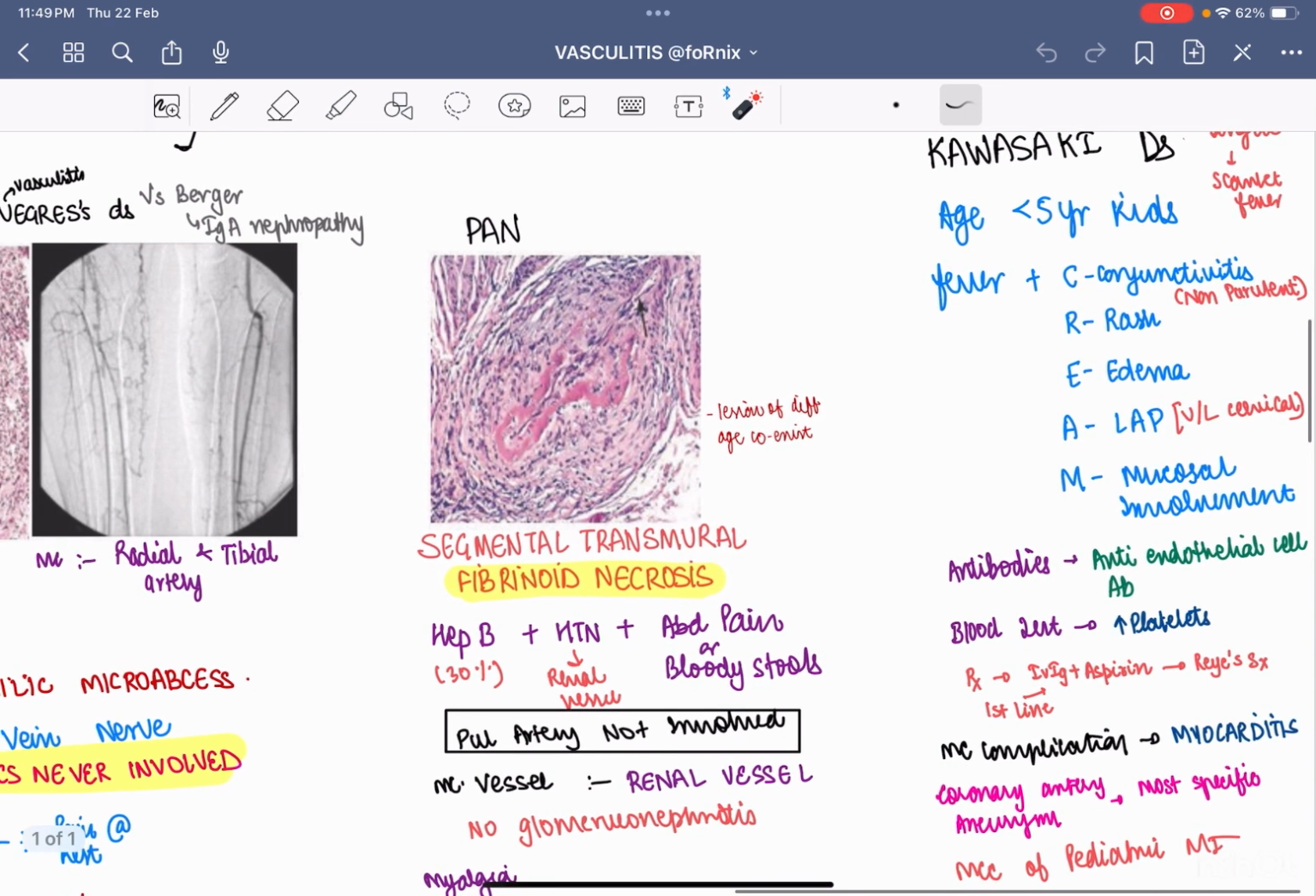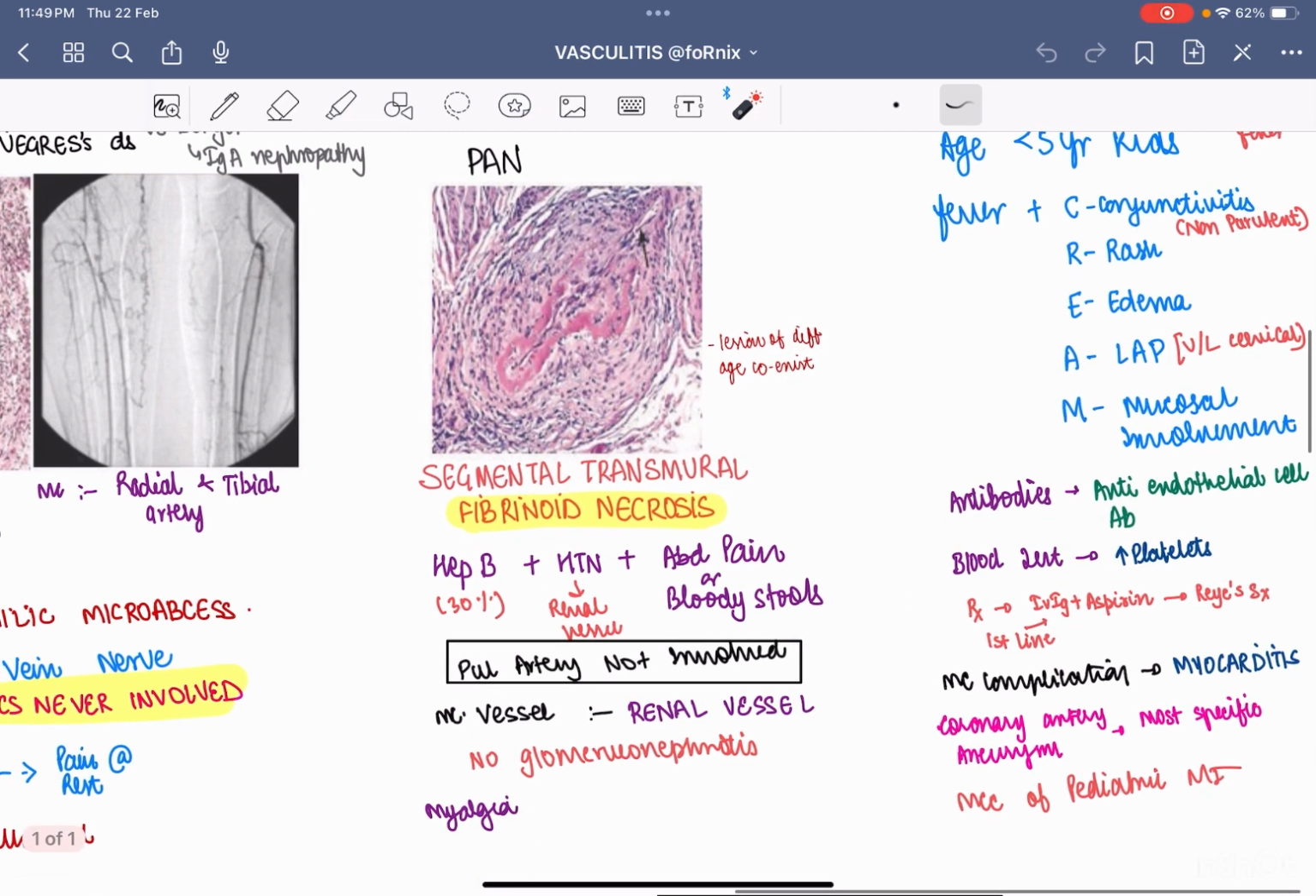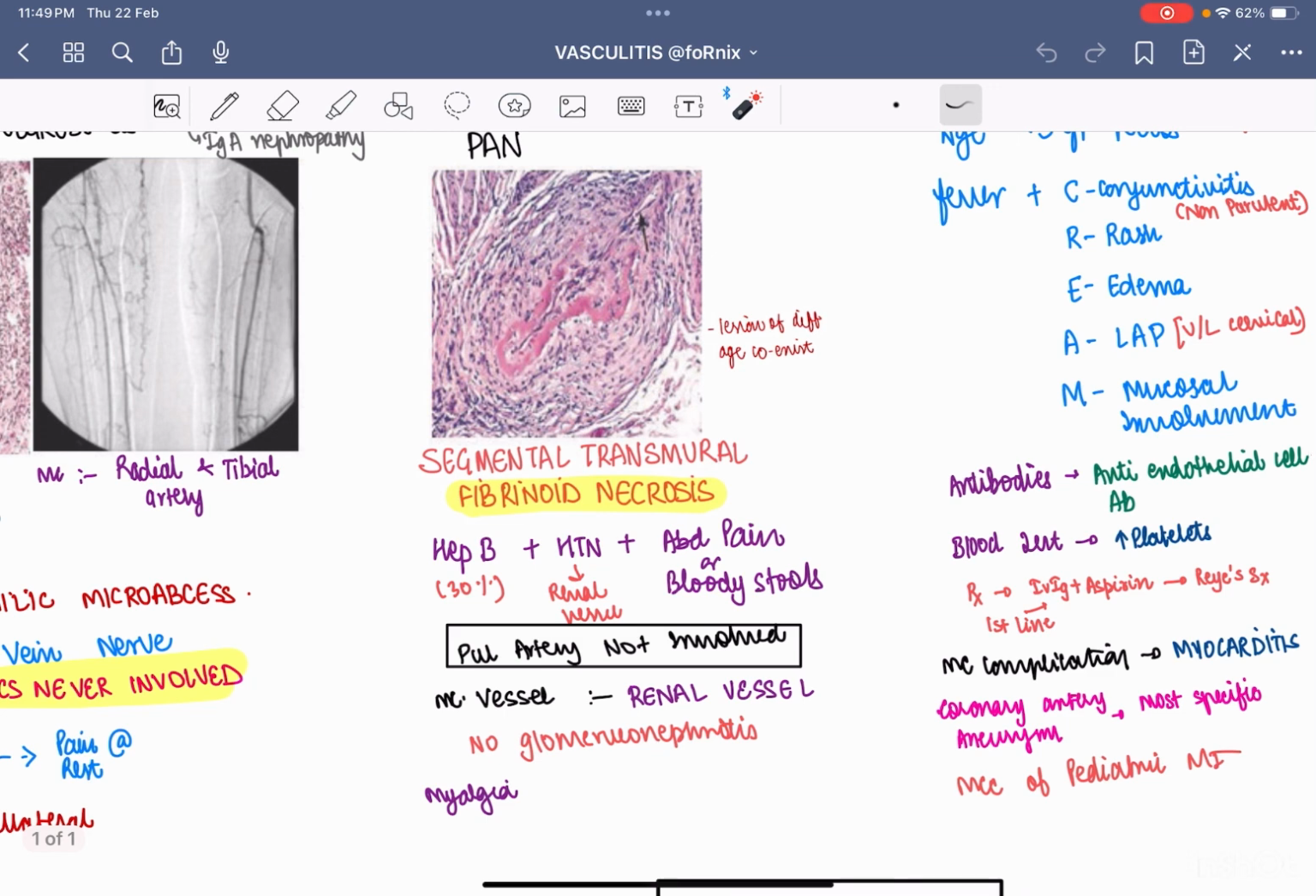The antibody that we see in this patient is the anti-endothelial antibody, which is very important and could be a new question. On the blood test, we will see that the platelets are high. The most common complication of this is myocarditis. And if you ever see a case of pediatric MI, it is most probably Kawasaki disease. The most specific complication is coronary artery aneurysm.